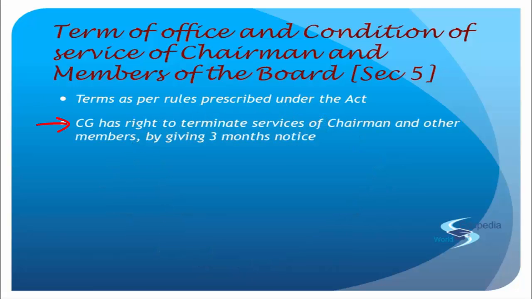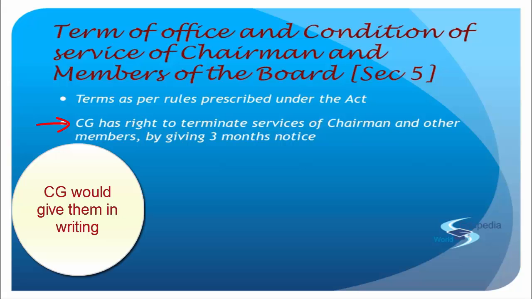The central government has the right to terminate the services of the chairman and other members by giving 3 months' notice. Say I appointed the chairman or any other member, full-time or part-time, and the central government thinks it needs to remove one or two members from the board. Like the notice period in your corporates, when you leave you have a 3 months' notice period. Likewise, when the CG terminates them, they will have to serve a 3 months' notice period.